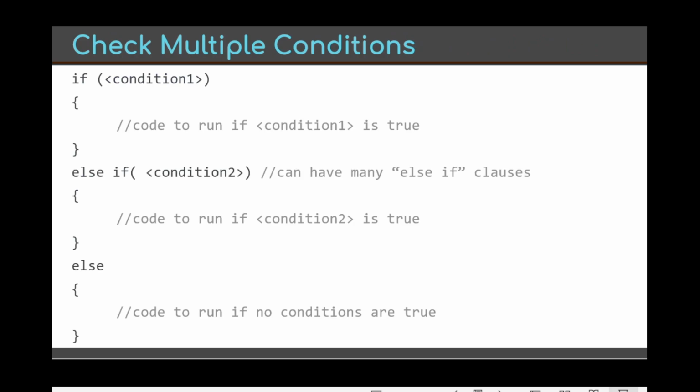You can check multiple conditions. So there's if, else if, and else. We will only run that first block if the first condition is true, and then we'll skip everything else in this if, else if, else construct. Now, if condition 1 is false and condition 2 is true, then we'll run the code in this second block. If condition 1 is false and condition 2 is false, we will run what's in else. All right, so now you can start making some more complex decisions.